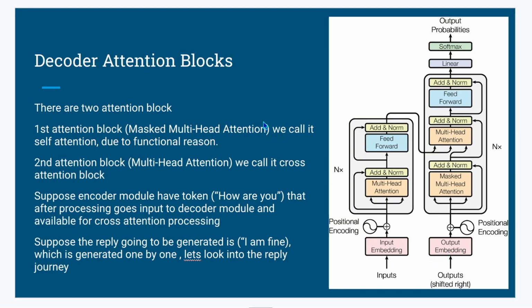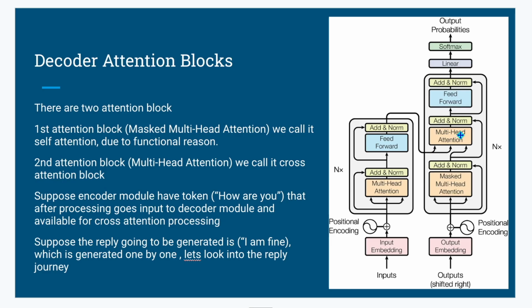Let's talk about the decoder attention block. There are two attention blocks. First attention block, masked multi-head attention. We call it self-attention due to functional reason. Second attention block, multi-head attention. We call it cross attention block, definitely due to the functional reason.